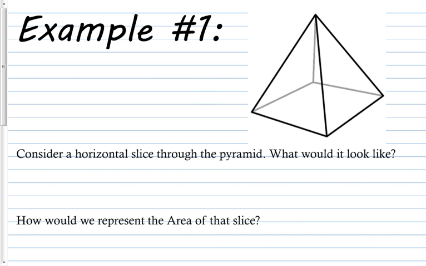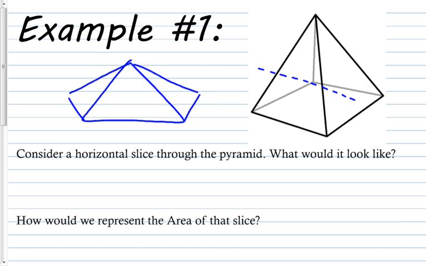Okay, so example 1, you don't have this on your paper, but this is the image I want you to use. Consider a horizontal slice through a pyramid. What would it look like? So here's a pyramid, a square pyramid, and if you were to cut it horizontally, this is obviously not the front of the pyramid, but if it was the front of the pyramid, it would be like that. This is how they draw it sometimes. I know it doesn't make sense. I don't know why anybody draws it like this. It looks really weird.